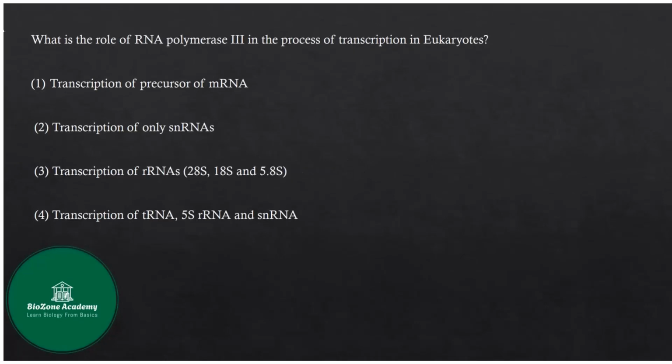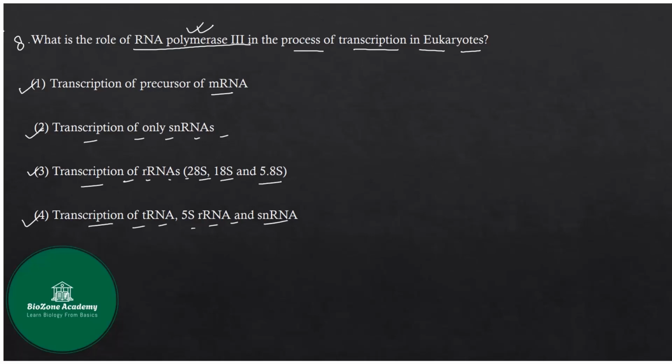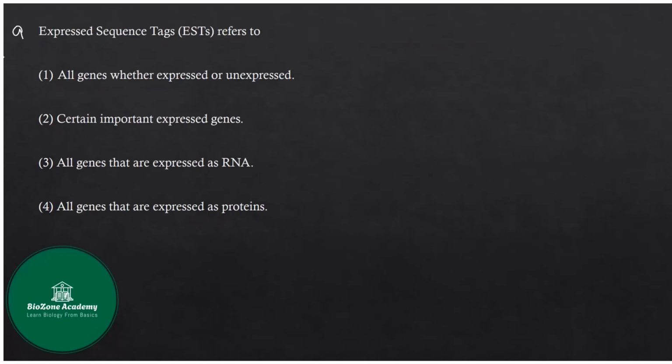Next. What is the role of RNA polymerase III in the process of transcription in eukaryotes? The options are: transcription of precursor of mRNA; option 2, transcription of only snRNAs; option 3, transcription of rRNAs 28S, 18S and 5.8S; option 4, transcription of tRNA, 5S rRNA and snRNA. So the correct answer is option number 4.